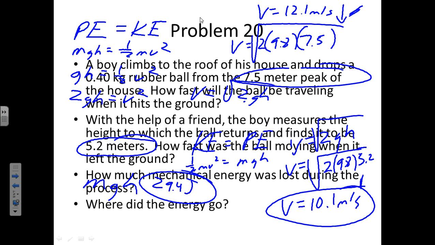Now that's at 7.5 meters. At 5.2 meters, 0.4 times 9.8 times 5.2. So there we got 20.4. So somewhere in the meantime, we lost what? We lost 9 joules of energy. And that's our answer for the middle question. You guys good with that?